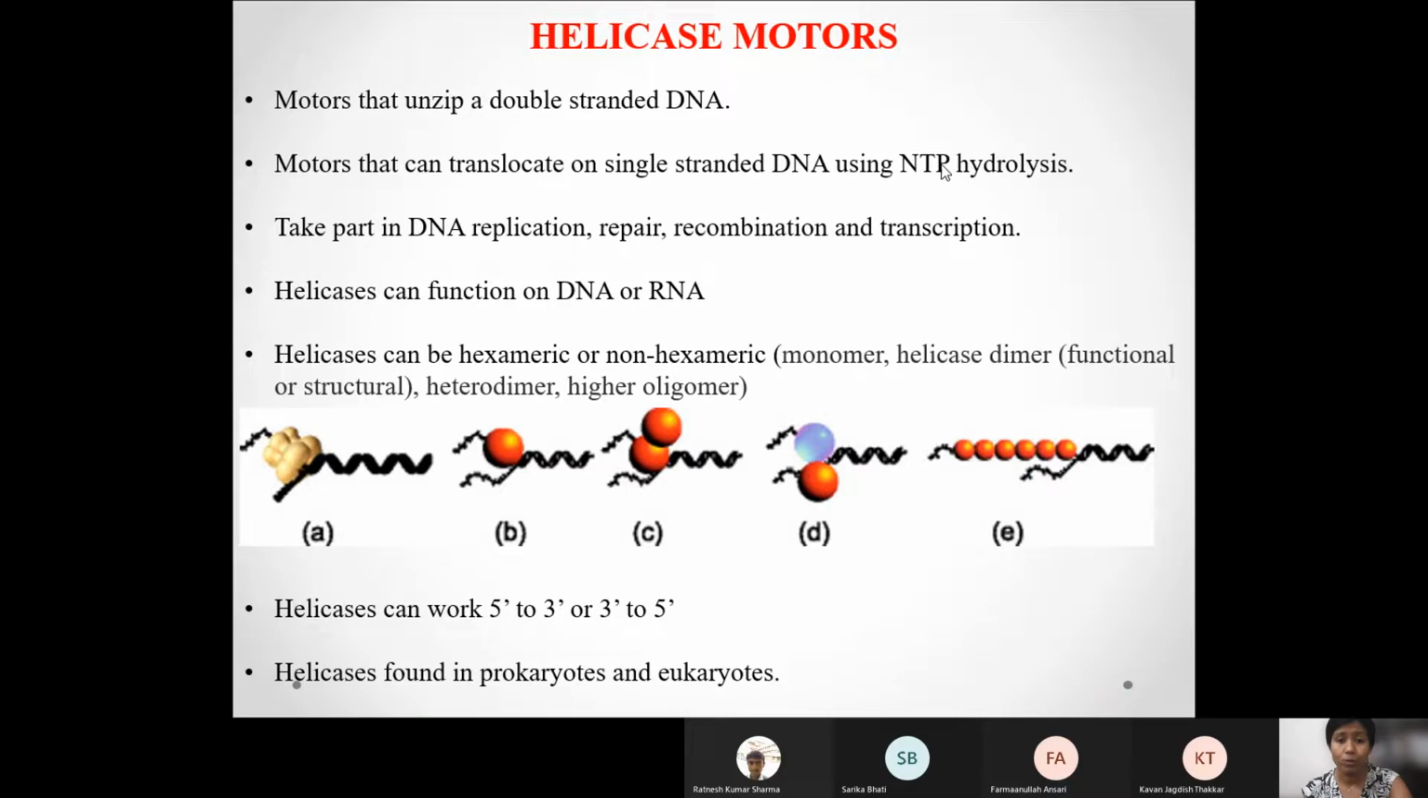And this is very important because if you just think of a single stranded DNA, it's easy to understand that it moves from 5' to 3' or 3' to 5'. It can understand which way it has to go. But now think of a double stranded DNA.